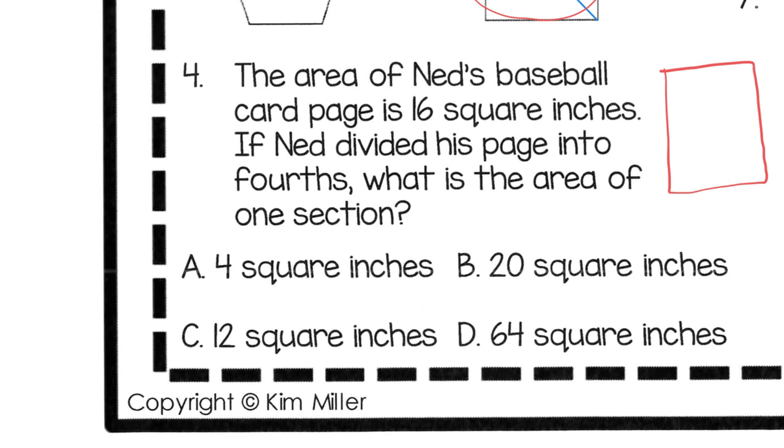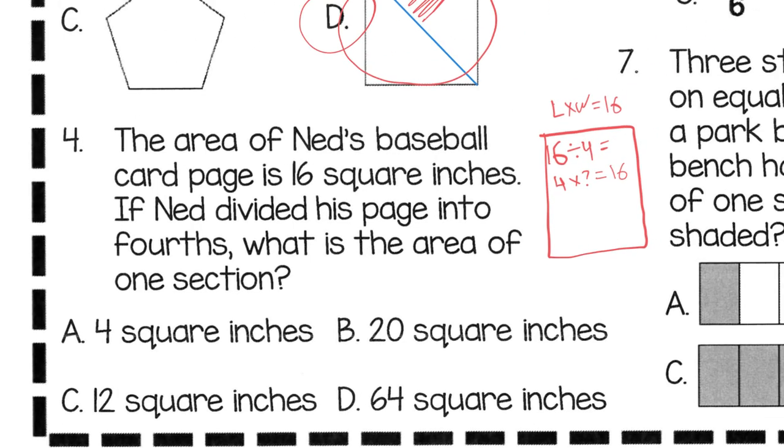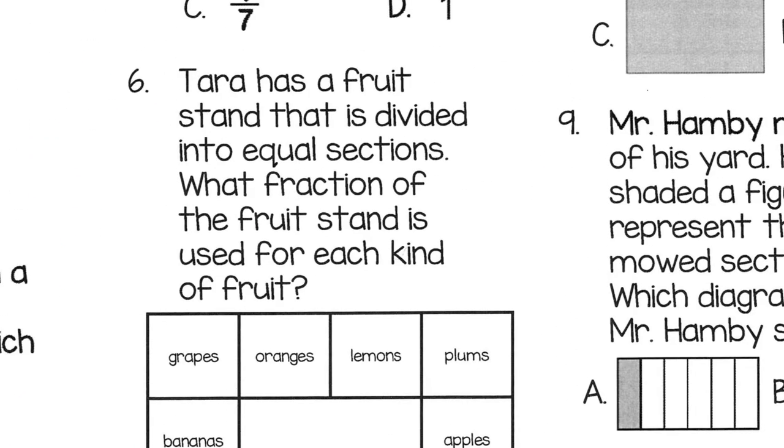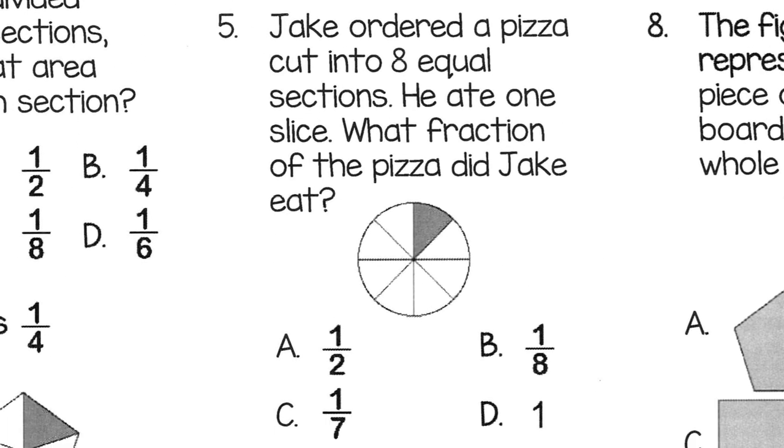So the area is 16. So if the length times the width is 16, and if he were to divide it into fourths, what number 4 times makes 16? Or you could think of what is 16 divided by 4? Or if you flip that problem around, 4 times what number equals 16? Okay, and I'm going to let you choose which answer works for you. Pause that video when you're ready, and then when you're done, you can meet me on question number 5.